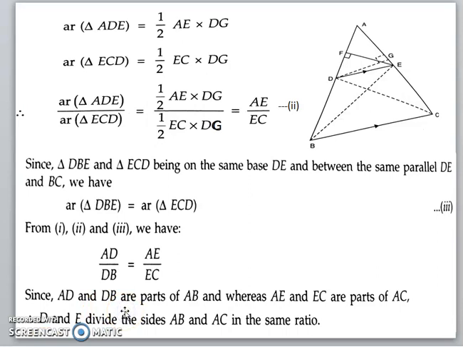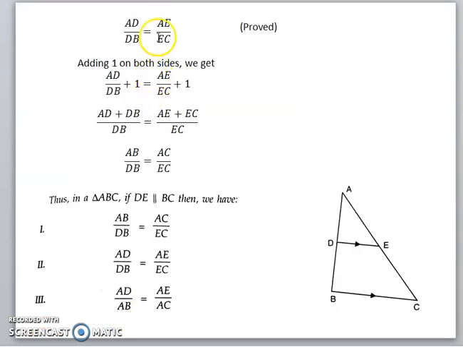Now, using this, we can also find some other results which are related to the basic proportionality theorem and which also will be used in problems. So it is an extension of the same result. So we will use it as basic proportionality theorem only. So AD by DB is equal to AE by EC.